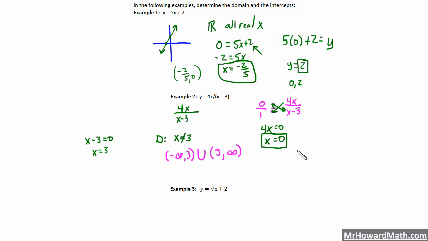Okay. All right, now let's look at the y-intercept. So the y-intercept occurs when x is 0, right? So we want to know y equals, and we'll just substitute a 0 in for x. Okay, and we get y equals 0 divided by negative 3, which is just 0. Okay, so the y-intercept occurs when y is equal to 0.